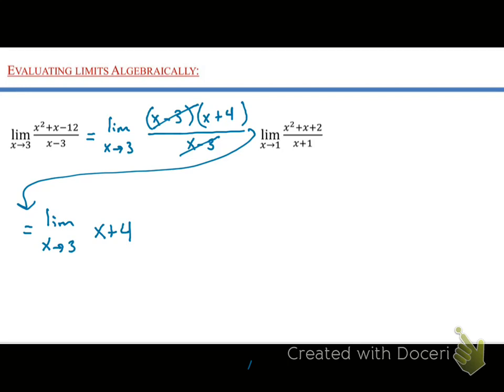Now at this point, we can say, well, if we're interested in x approaching 3, there's no reason we can't just plug 3 in for x right there. So on the next step, I'm going to evaluate this limit operation, plug in 3 for x, and we get our answer of 7.